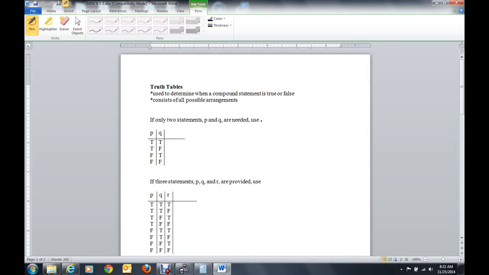A very important topic of logic is truth tables. Truth tables are used to determine if a compound statement is true or false, and they consist of all possible arrangements depending on the variables that we're using. So if you have two statements, we'll represent those with a P and a Q. These are your possible combinations to start with, or your possible truth values, in other words.